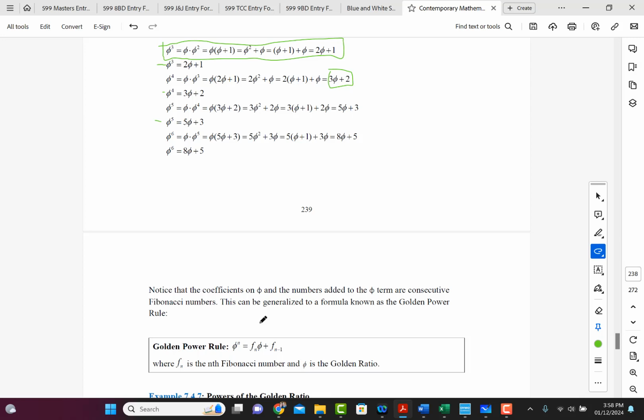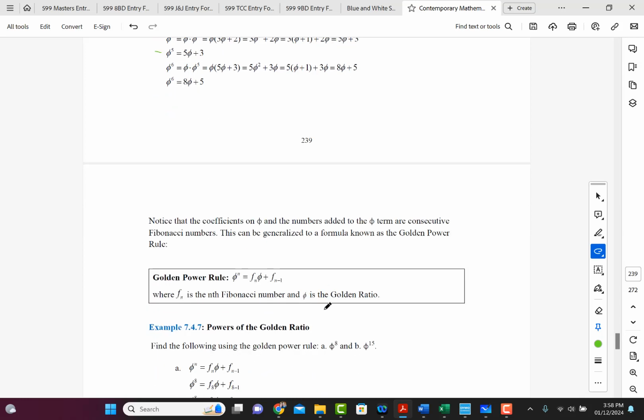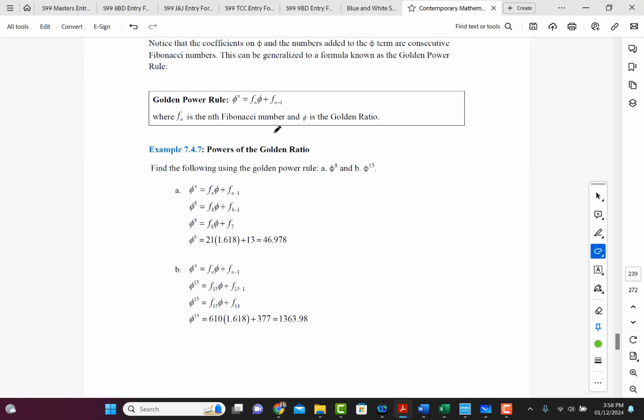This can be generalized to a formula known as the golden power rule. And so the golden power rule says phi to the n is equal to f sub n times phi, so the nth Fibonacci number times phi, plus f sub n minus 1, okay? So now what we can do is find powers of the golden ratio.